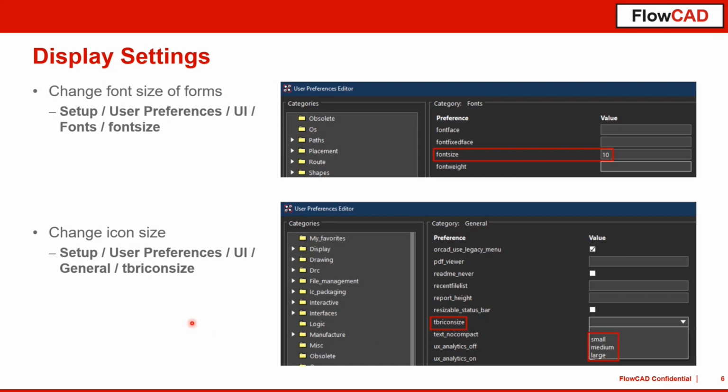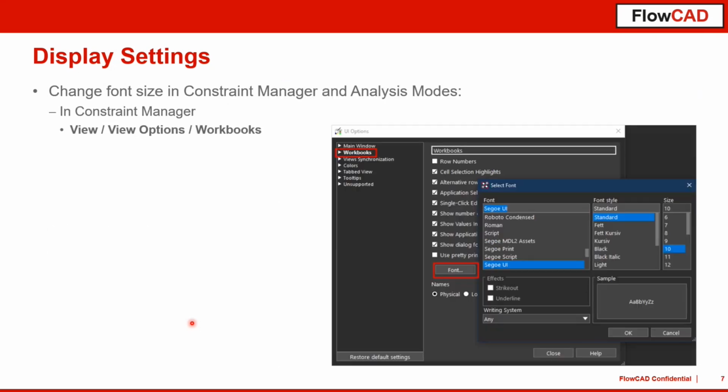Searching for this inside of the user preferences is somehow obvious. A little bit more hidden is the setting for the Constraint Manager and also the analysis modes, because the font there is also pretty small. You can increase this under View Options and Workbooks, and then you have this font setting here, and you can make the font, especially for the analysis modes, bigger inside of the Constraint Manager. So you have to keep this in mind. This is really a nice thing. I also did this because the fonts inside of the Constraint Manager and also the analysis modes are really pretty tiny, and it's easier to read if you make them a little bit bigger.